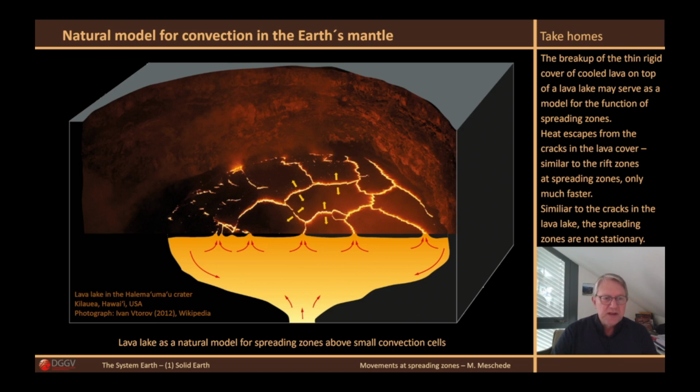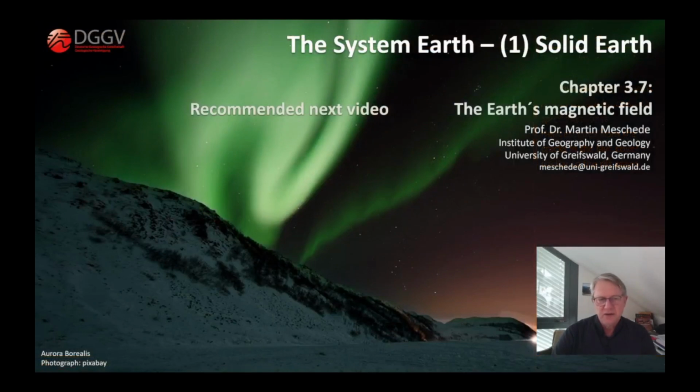Well, that should be enough for the plate movements in spreading zones. In the next video, I will first deal with the Earth's magnetic field and then with the magnetic stripe patterns and spreading zones, which tell us something about the symmetrical formation of new oceanic crust.